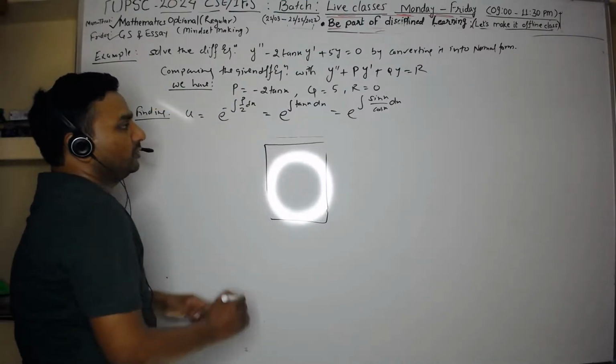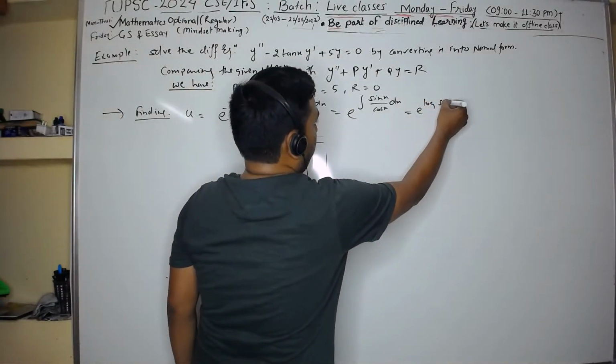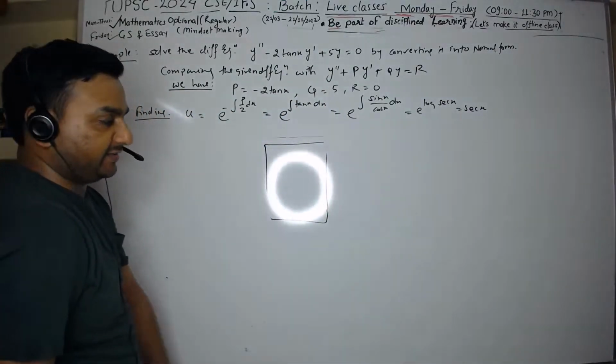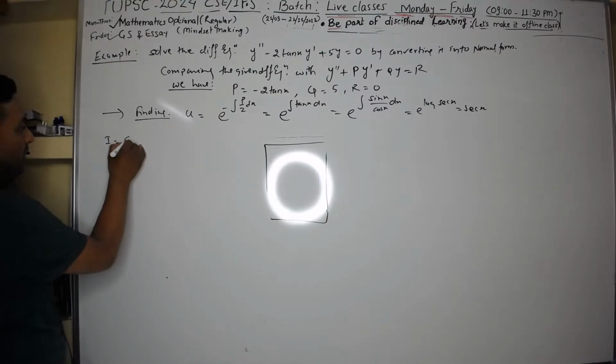Chalo, so this will become e raised to the power log of sec x, and ultimately this comes out as sec x. U mil gaya. Next is I. I was what?